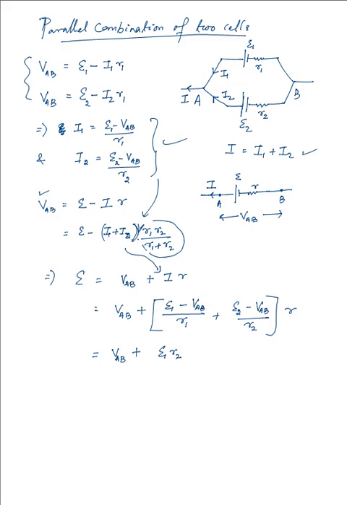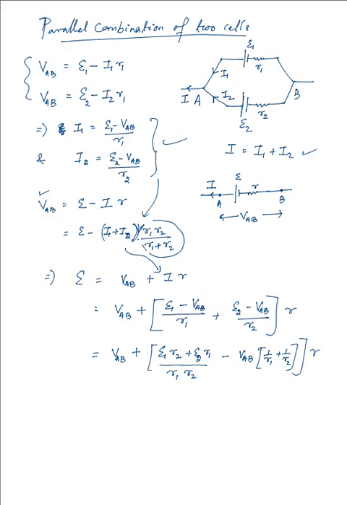VAB can be taken as the common term, so this is minus VAB in each case, and we are going to take 1 over R1 plus 1 over R2 like that. And then with E1 multiplied to R2, we'll have E2 multiplied to R1, and we have the LCM terms in those things, that is R1 times R2. So this is going to be that bracketed term and the R remaining outside.